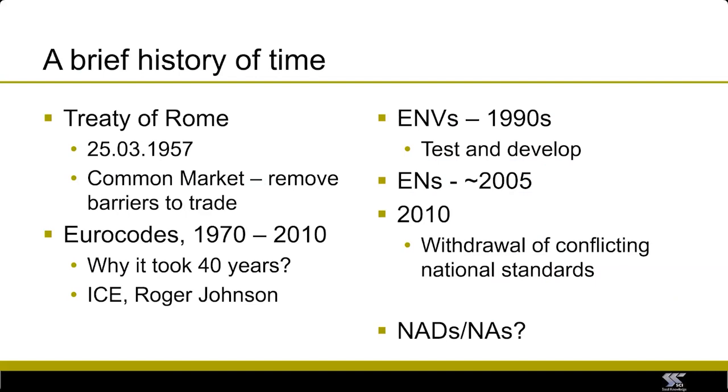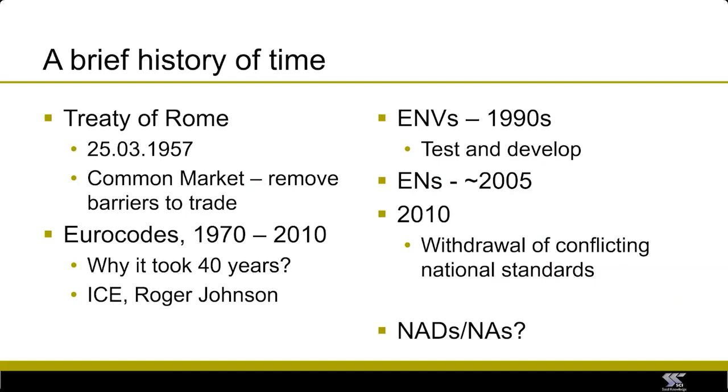So that needed you to remove barriers to trade. If you were a steelwork designer wanting to produce a building for use in Berlin, then if the German design codes were different from the ones in the UK, then that would be a barrier to trade. So that was kind of where it all came from.